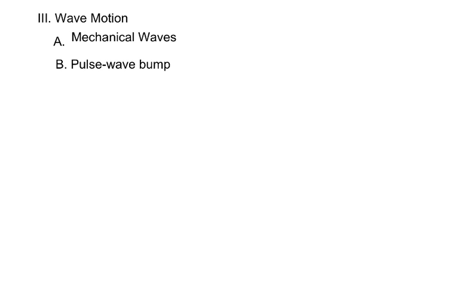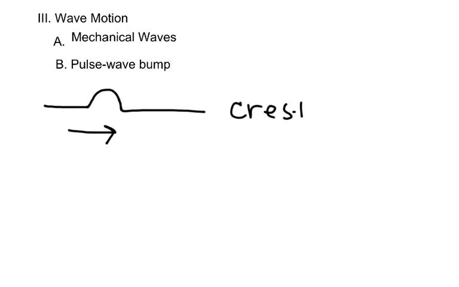Now when we're talking about mechanical waves, you may hear the term pulse. And a pulse is just a wave bump. Let me give you an example. This would be like a little bump along a string, maybe moving to the right, for example. And this little bump, because it's at the top, we would call it a crest pulse.